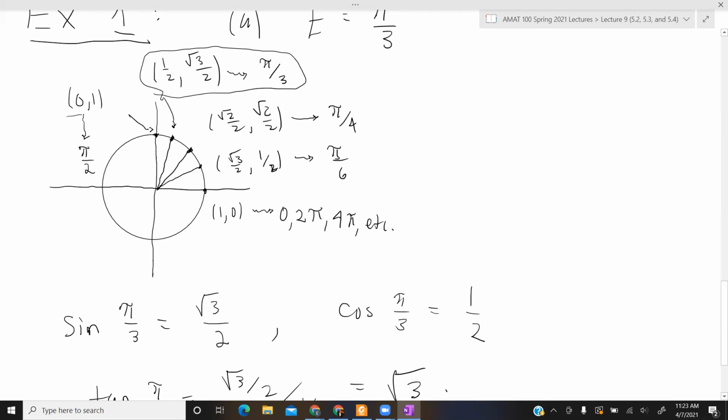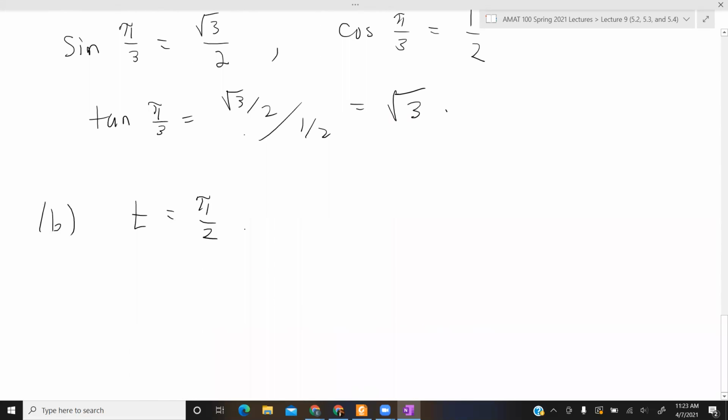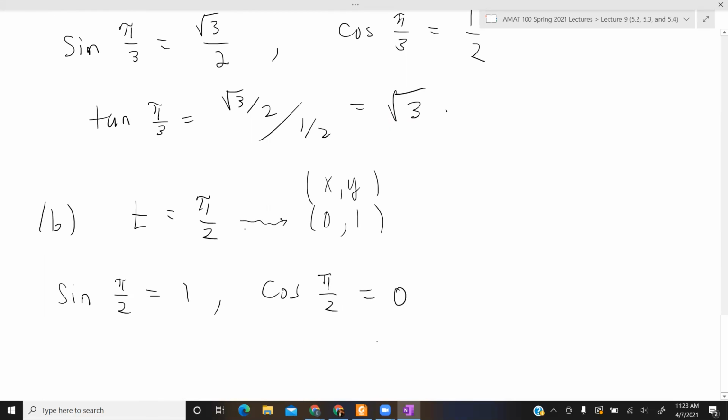So this is the point that we're interested in. We're given the t value of pi over 2, and this is the point. Let's draw that down here. That's (0, 1). So this is the x coordinate and the y coordinate. Sine of pi over 2 is the y coordinate, which is 1. Then we have cosine of pi over 2, which is the x coordinate, and that's 0.